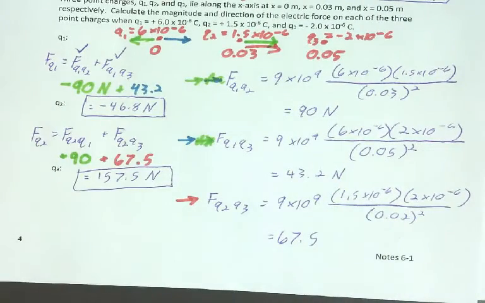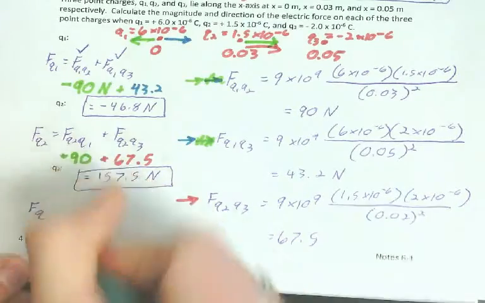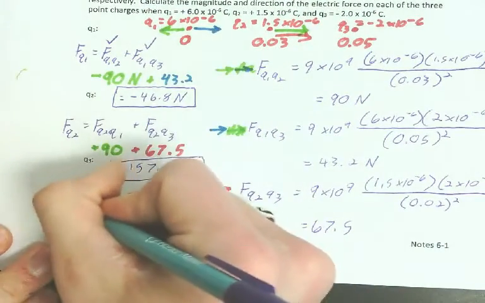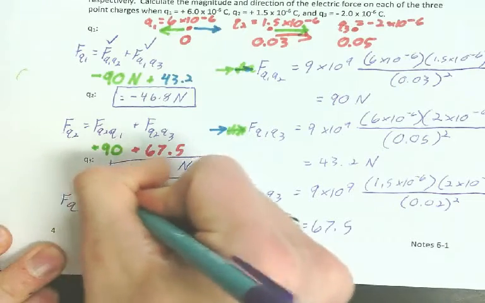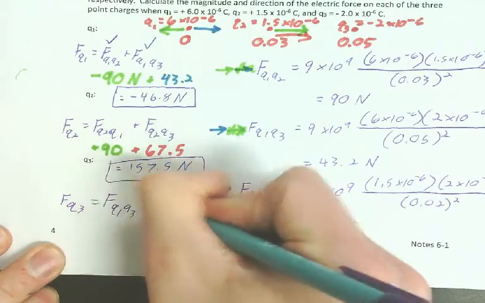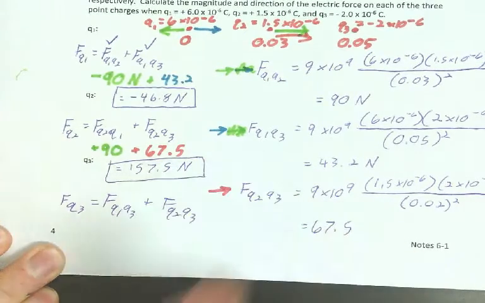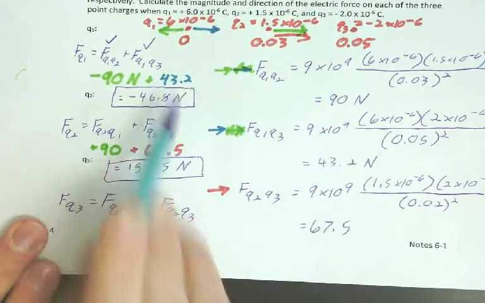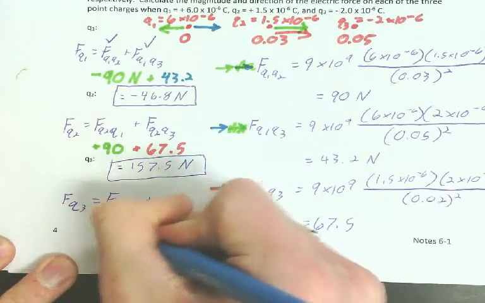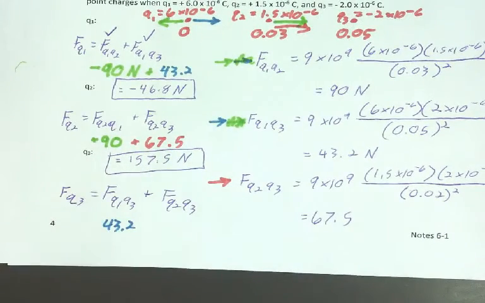We're almost done. All we have to do is Q3. Q3 is going to be the force between 1 and 3, and the force between 2 and 3. I already found the force between 1 and 3. It's 43.2. Don't solve it again. I also already found the force between 2 and 3. It's 67.5.